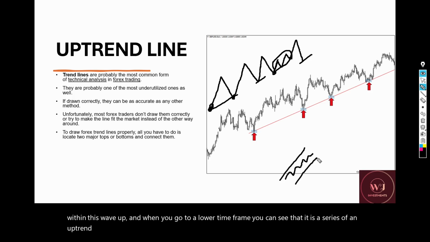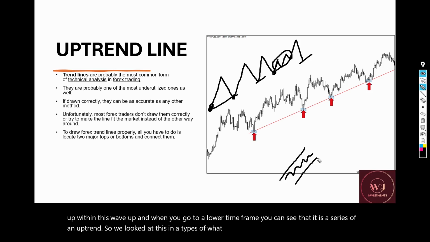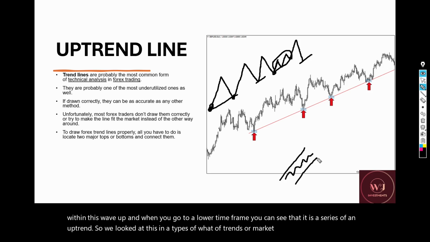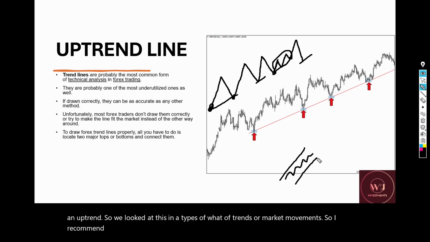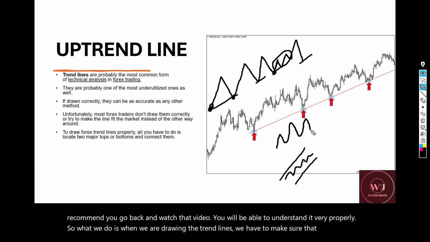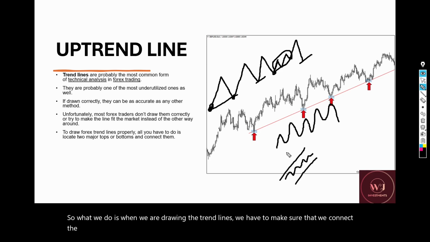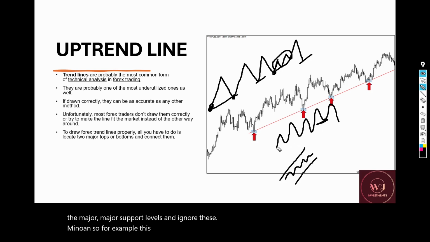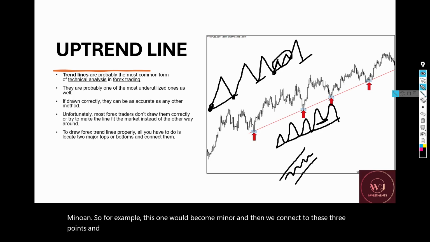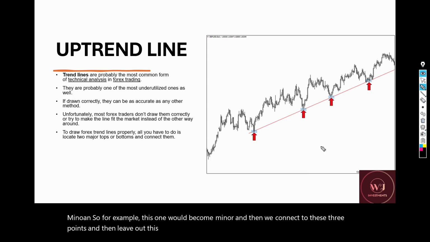We looked at this in the video on types of trends or market movements, so I recommend you go back and watch that video. You will be able to understand it very properly. So when we are drawing the trend lines, we have to make sure that we connect the major support levels and ignore the minor ones. For example, this one would become minor, so we connect these three points and leave out this one.